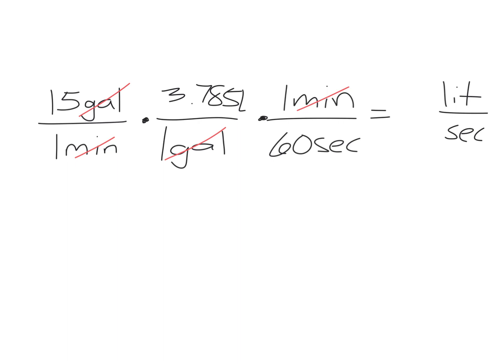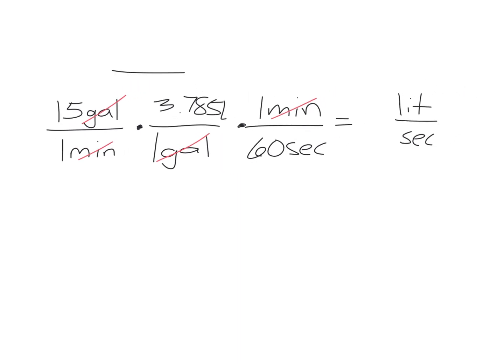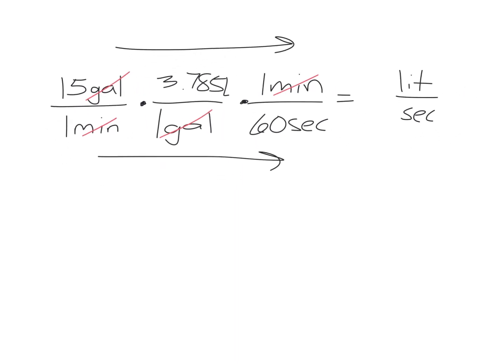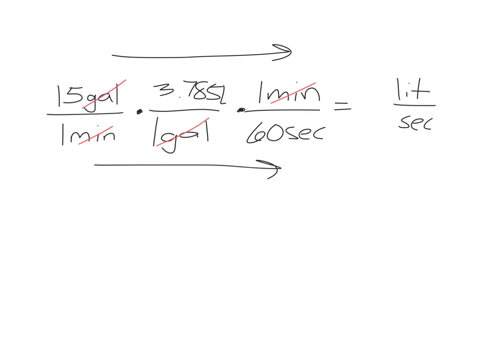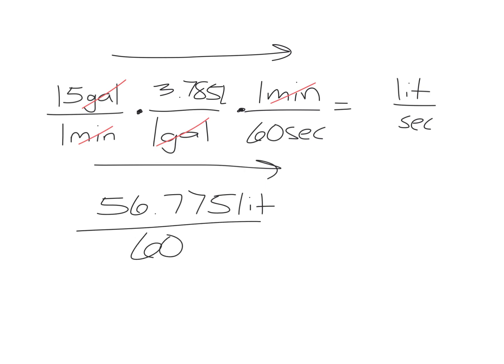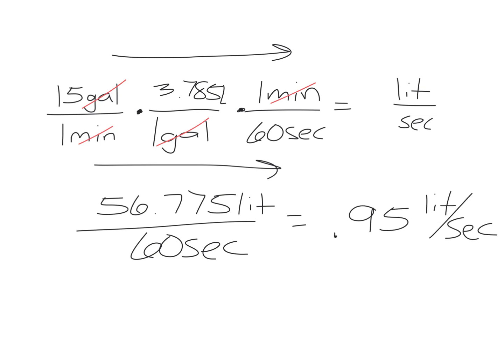Now, looking at our end goal, do we have liters per second? Yes. So now we need to multiply straight across on the top and the bottom. On the top, we have 15 times 3.785. And then on the bottom, we have 60. What do I do with those two numbers? Divide. So your answer, you're going to get about 0.95. And then our label is liters per second.